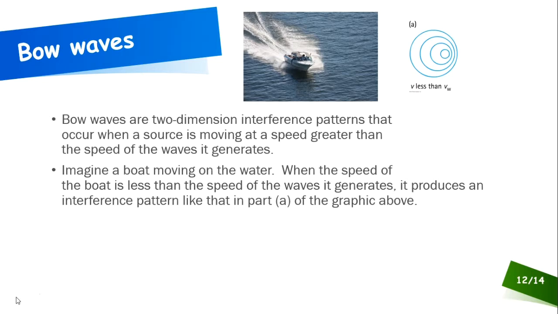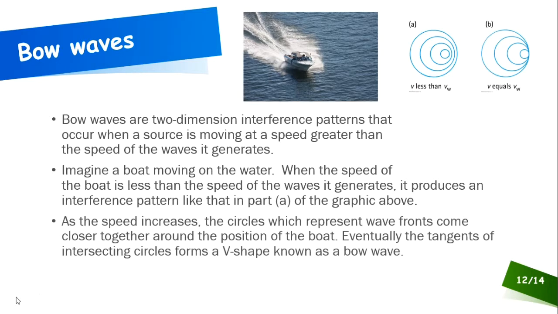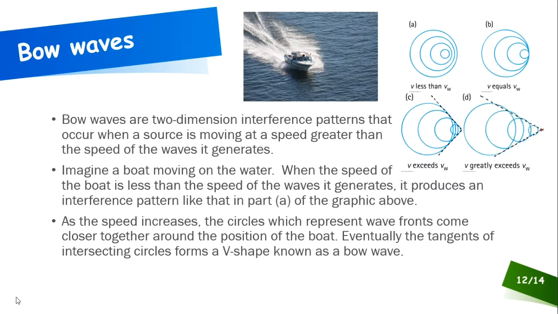Now, as the boat picks up speed, when it equals the velocity of the waves, you get the wave fronts on the far end touching each other. And as you keep increasing in speed, you'll notice that the tangents of the circles from the waveforms actually come out and form this V shape. That V shape is what we call a bow wave. You can see the bow wave there in the photo of the boat. If you look at the waveform behind and notice the V shape on the edge, that's the edge of the bow wave, because the boat is traveling faster than the waves on the water that it's generating. This is what we call a bow wave.